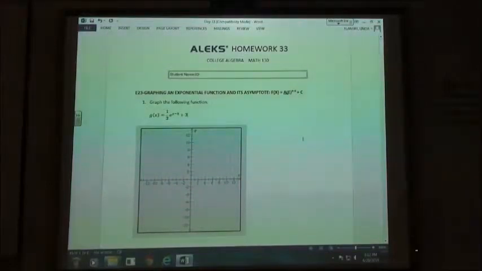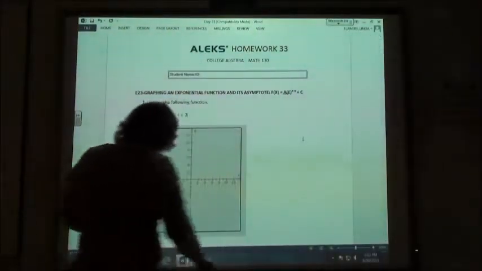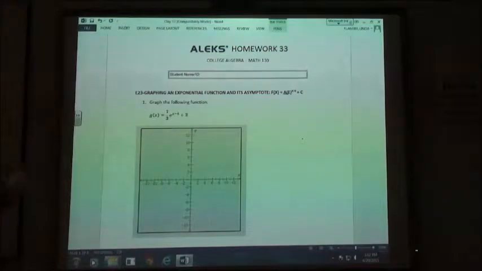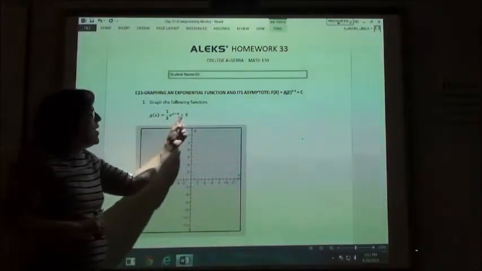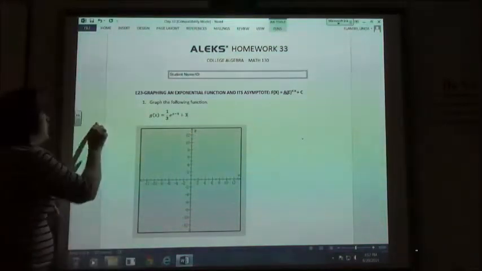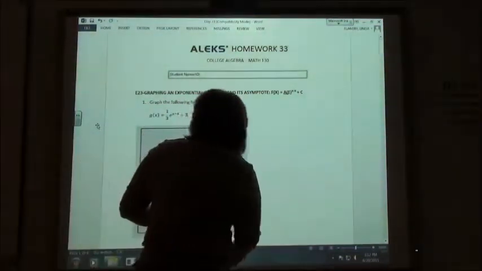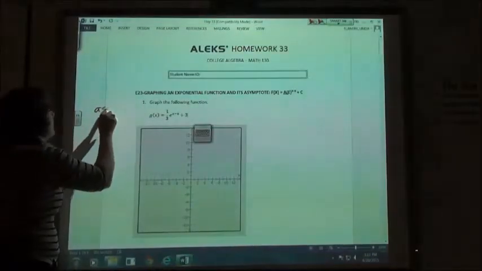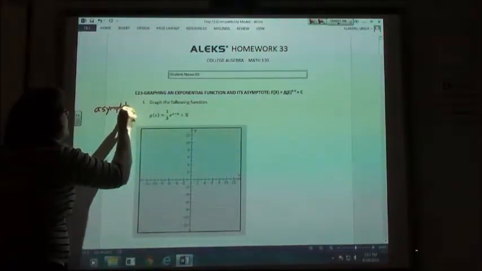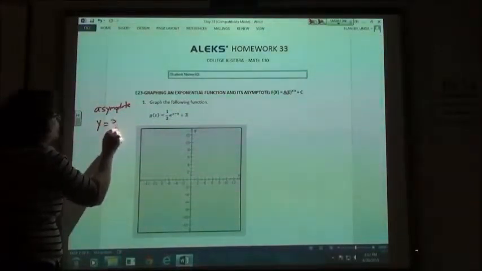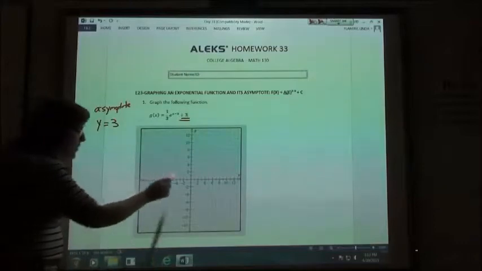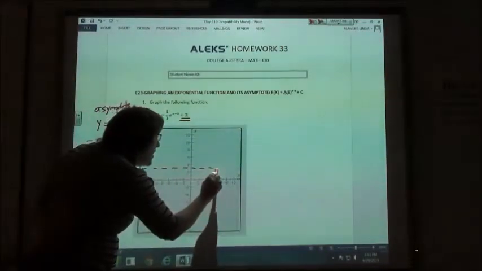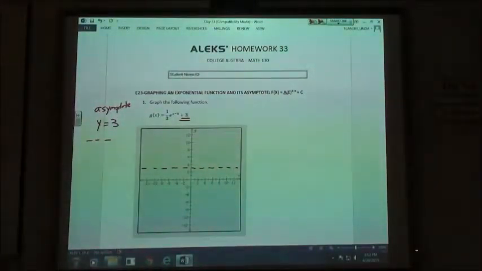So if you remember when we graphed the other exponential functions, the asymptote was right along the x-axis. In this case, your asymptote is going to shift. Remember we talked about that horizontal and vertical shift? This is going to shift up 3 places. So your asymptote is going to be at y equals 3 because it's going to move up 3 places. So I'm going to put that horizontal dotted line, it's going to look like that on your tools, right along y equals 3. So it's going to be a horizontal asymptote.